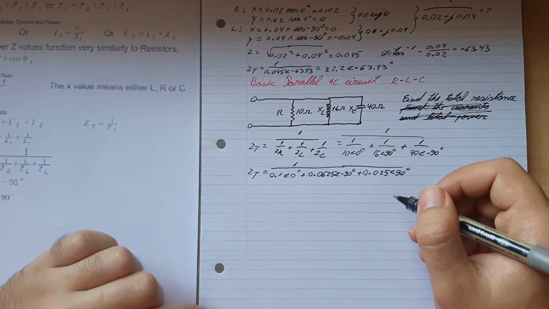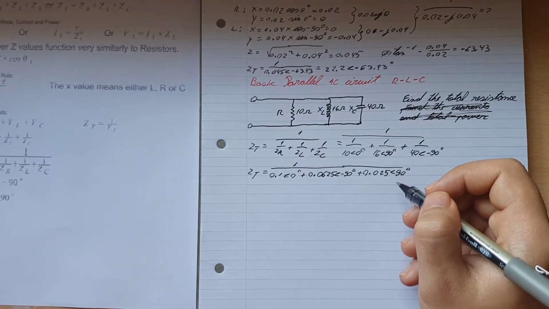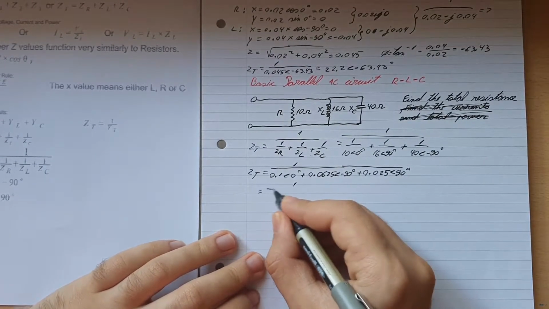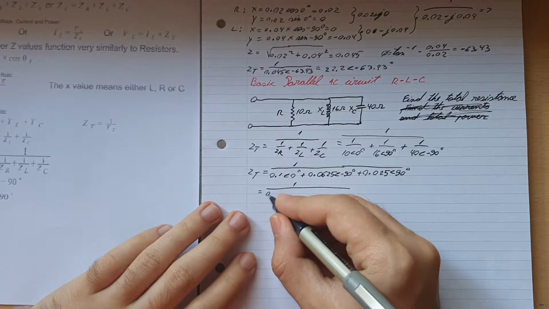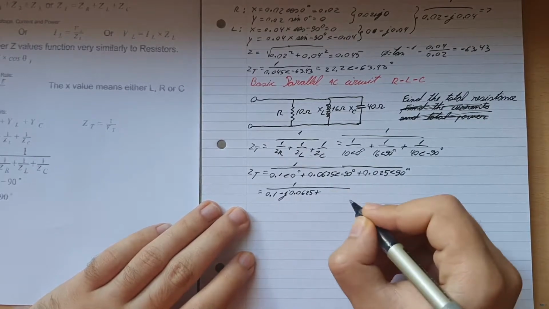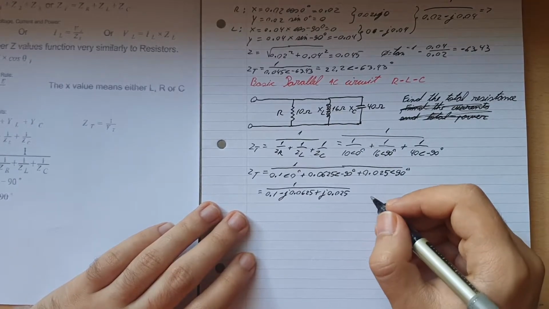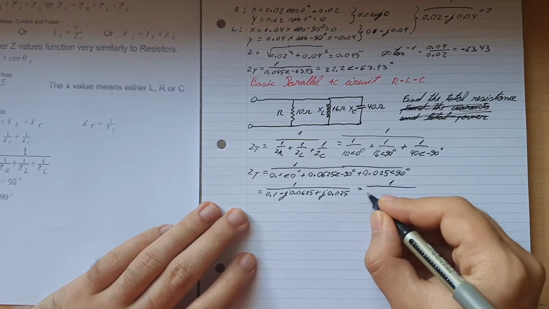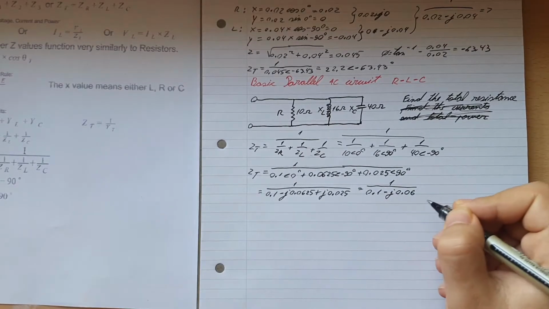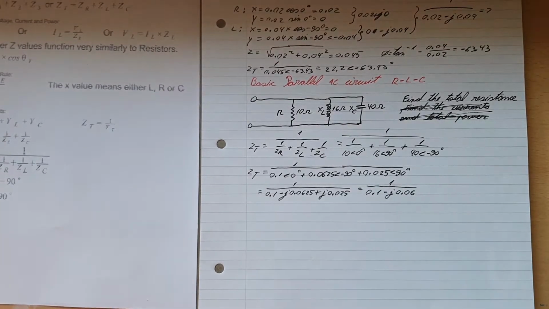Now we can simplify this even further, because as you know, minus 90 degrees and 90 degrees can be replaced with J values. So when we replace with the J value, we can say that this will be equal to 1 over 0.1 minus J 0.0625 plus J 0.025. Alright, and then this will simply be equal to 1 over 0.1 minus J 0.06.